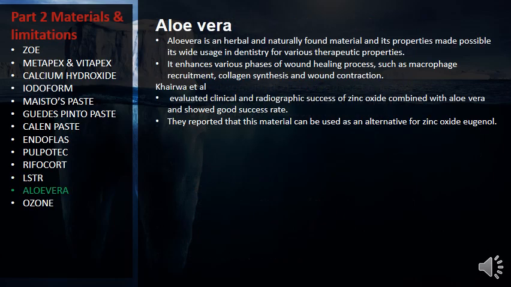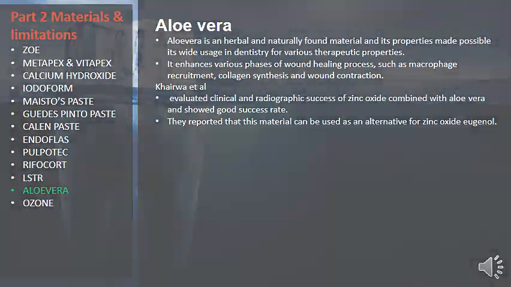Aloe vera. Aloe vera is a herbal, naturally found material, and its properties make possible its usage in dentistry for various therapeutic purposes. It enhances various phases of the wound healing process such as macrophage recruitment, collagen synthesis, and wound contraction. According to Kherwa et al., the clinical and radiographic success of zinc oxide eugenol with aloe vera was evaluated and showed a good success rate. They reported that this medicament can be used as an alternative to zinc oxide eugenol.